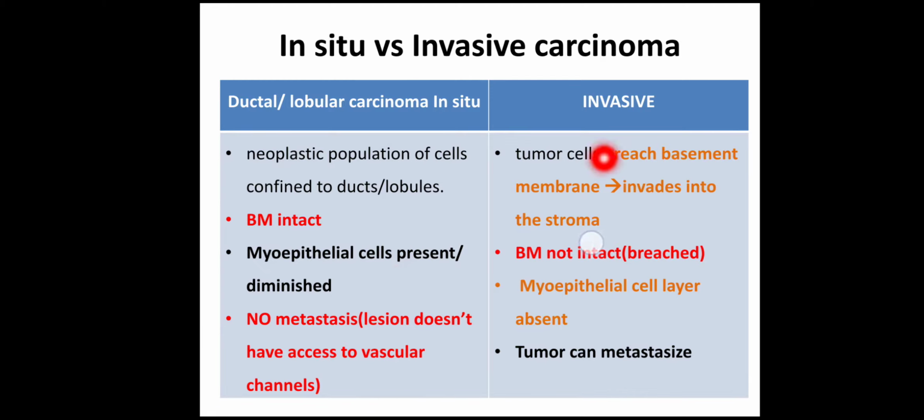While in invasive cancer, the tumor cells breach the basement membrane and invade into the stroma. So this is an important differentiating point. The myoepithelial cell layer is absent. Again, we can use immunohistochemical markers to demonstrate the absence of myoepithelial cells in invasive carcinoma. Now, this tumor can metastasize because the basement membrane is breached. The tumor cells invade the stroma and have access to the vascular and lymphatic channels. So these are the important concepts to differentiate between in situ and invasive carcinomas.